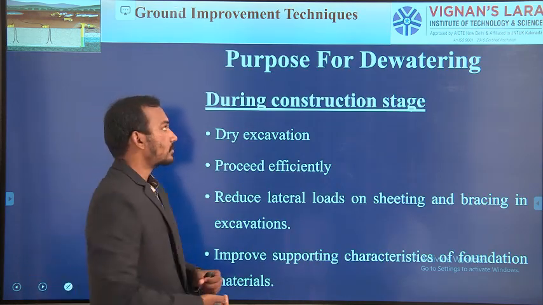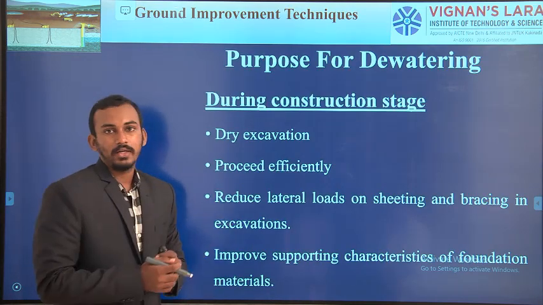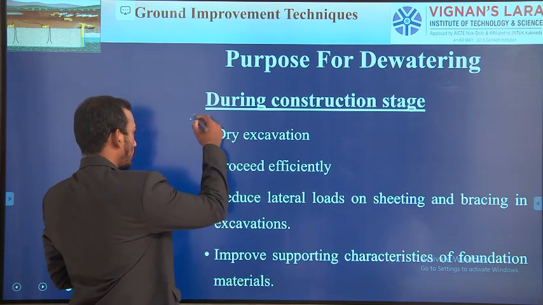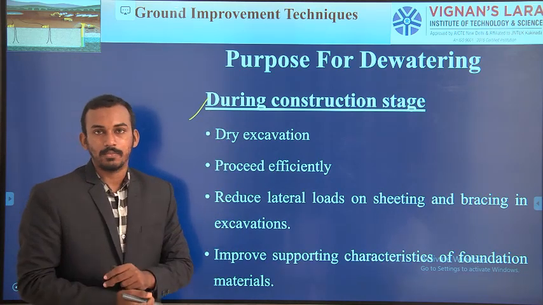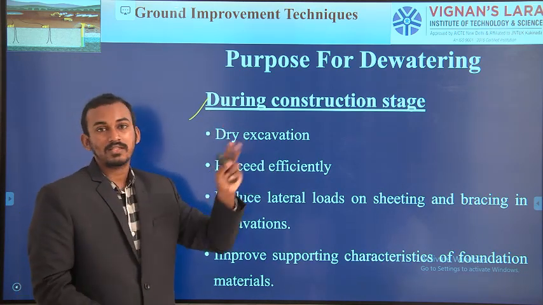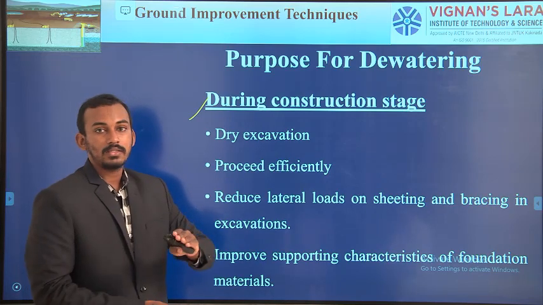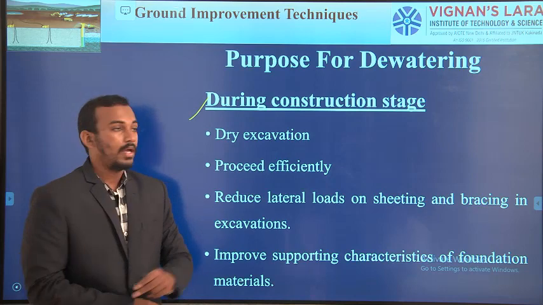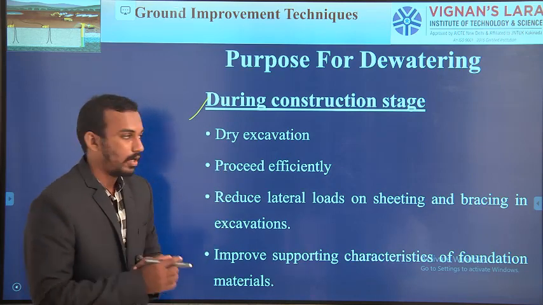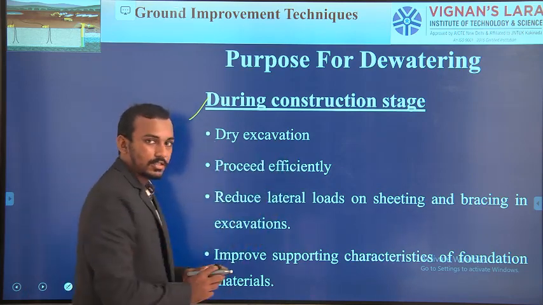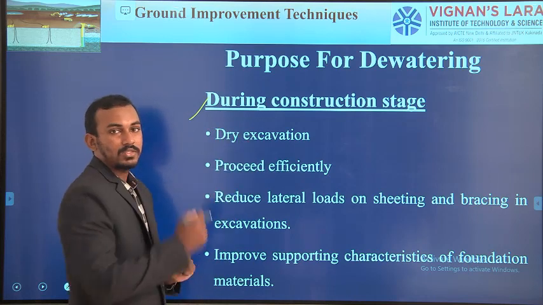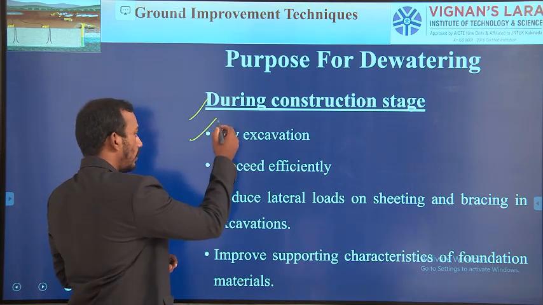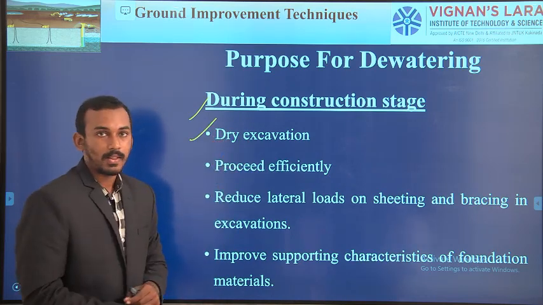So next one, what is the purpose of dewatering? This is classified into two types. First one is during the construction stage. Second one is after the construction stage, or post construction stage. First, during the construction stage, we need to use this dewatering method. Why? To carry out dry excavation.